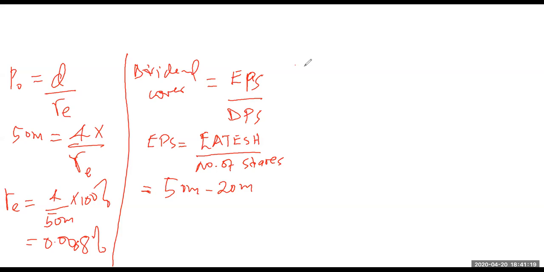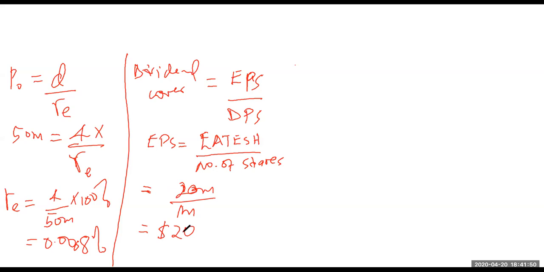So let's use the 20 million then. So 20 million divided by the number of ordinary shares, which would be 1 million. Therefore, the earnings per share is $20.